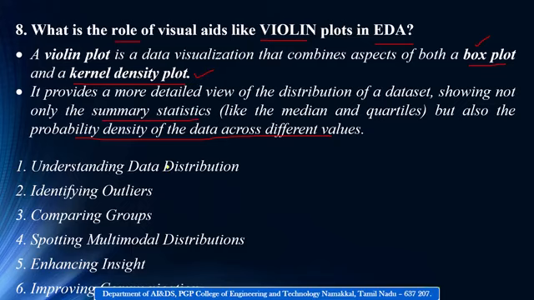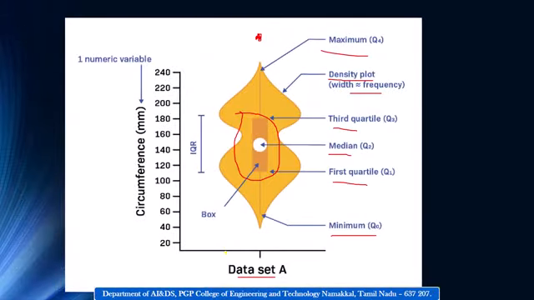Then understanding the data distribution: you can understand how the data is distributed, what the minimum and maximum values are. Then you can identify the outliers, which I already explained in the last slide. Then comparing the groups of data, and spotting the multimodal distribution, where the data is distributed more and where it is available less. Then enhancing the insight and improving the communication. The last 2 points are common points, but the first 4 points are very, very important. So data distributions you can understand, outliers you can find, you can compare the groups, and you can find multimodal distributions. So this is about the violin plot, and this is an example for the violin plot.